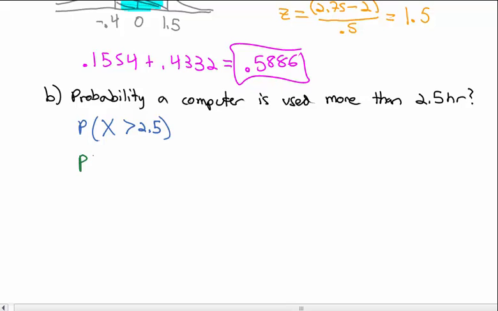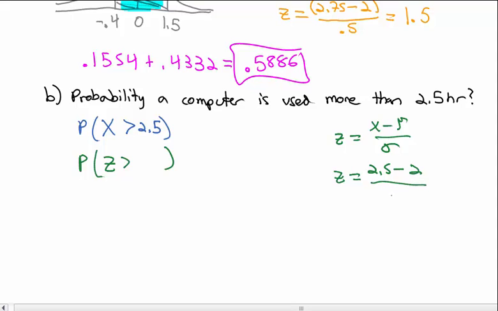Of course, x is not going to be useful to us. We need to change 2.5 to a z. Z is equal to x minus mu divided by the standard deviation. Write it every problem until you have it memorized. This equation we're going to use a lot. You should know it very well. X is 2.5 minus mu, which is 2, over the standard deviation, which is 0.5. All that's up above off my screen, should be in your notes. 2.5 minus 2 is 0.5, divided by 0.5 is 1.